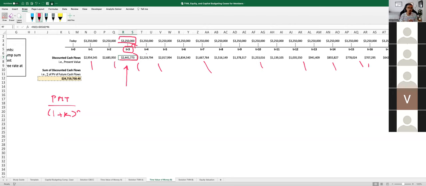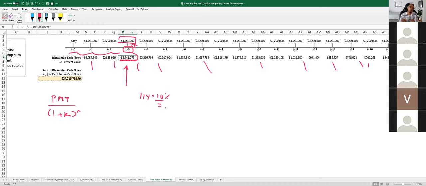So the present value of money, in this case in particular, we said that our interest rate was 10%. And that leads us to a very powerful idea, which is the opportunity cost. This means that somebody, or ourselves, could have invested $2,441,000 today, at T0, and gotten $3.25 million at year three with an interest rate of 10%.